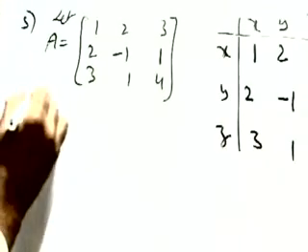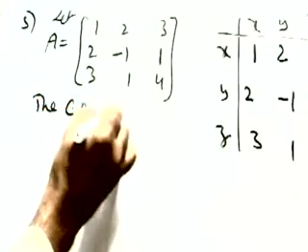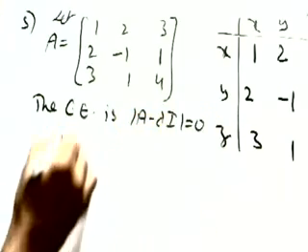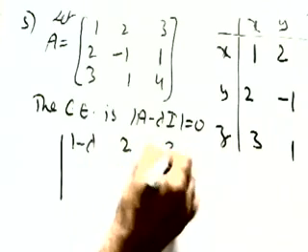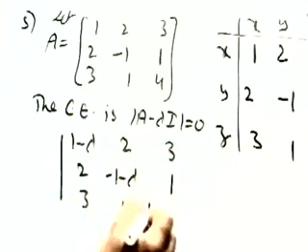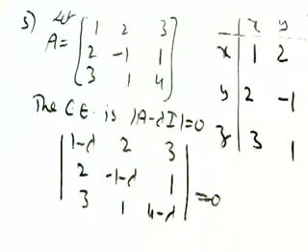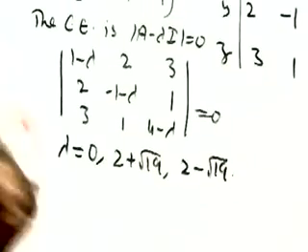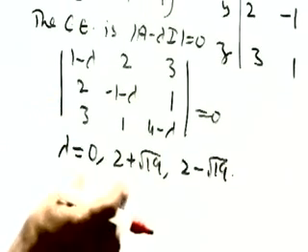Now the next step is, for eigenvalues we write the characteristic equation: |A minus lambda I| equals 0. So we get [1 minus lambda, 2, 3; 2, -1 minus lambda, 1; 3, 1, 4 minus lambda] equals 0. If you solve this one, you solve it by yourself. If you solve it, you'll get the lambda values as 0, 2 plus root 19, 2 minus root 19. You can see in the previous parts how to solve this.